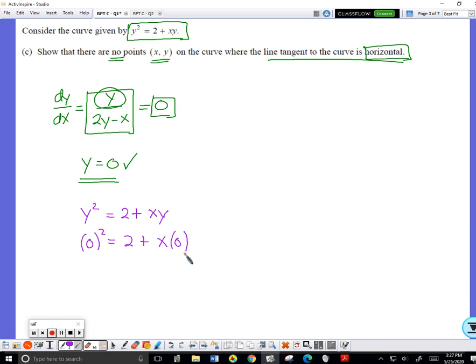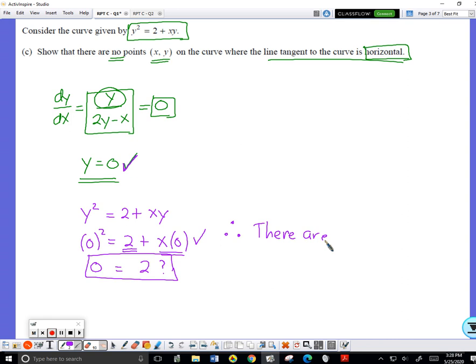And we get nonsense. This side of the equation is going to be 2, because this is 0. 2 cannot equal 0. Therefore, there are no points. Because again, the y-coordinate would have had to have been 0. But if the y-coordinate is 0, there's no x that makes this true. There's no way to get an x that will make that true. 0 doesn't equal 2.